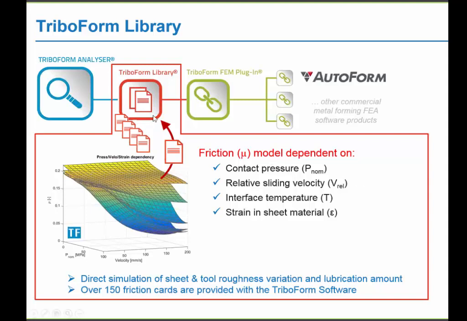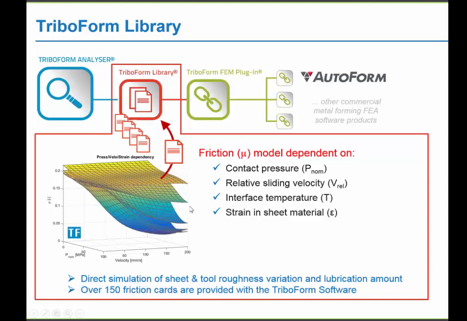So a few words about the TriboForm Library. We have seen now the TriboForm Analyzer. That is the, let's say, the GUI interface that you will see as a user. Using the TriboForm Analyzer, the TriboForm Library is called, in which different metal lubricant combinations are stored. And as we've seen also in the analyzer, in this TriboForm Library is a friction model stored as function of contact pressure, relative sliding velocity, the interface temperature, and the strain in the sheet material.